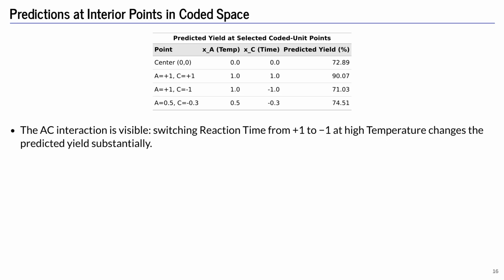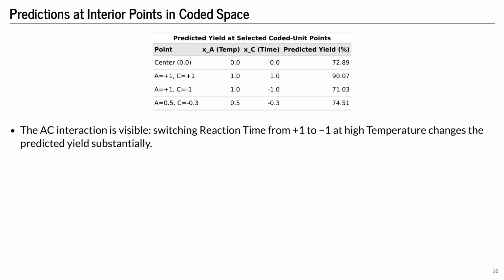Here are the predictions at 4 points in coded space. At the center, temperature equals 0, reaction time equals 0. The predicted yield is 72.9%. That is the grand mean of the fitted model, and it is a useful anchor. Now compare the two high temperature points. When both temperature and reaction time are at their high levels, the predicted yield is 90.1%. When temperature is high but reaction time is low, the predicted yield drops to 71.0%. The difference is 19.1 percentage points.